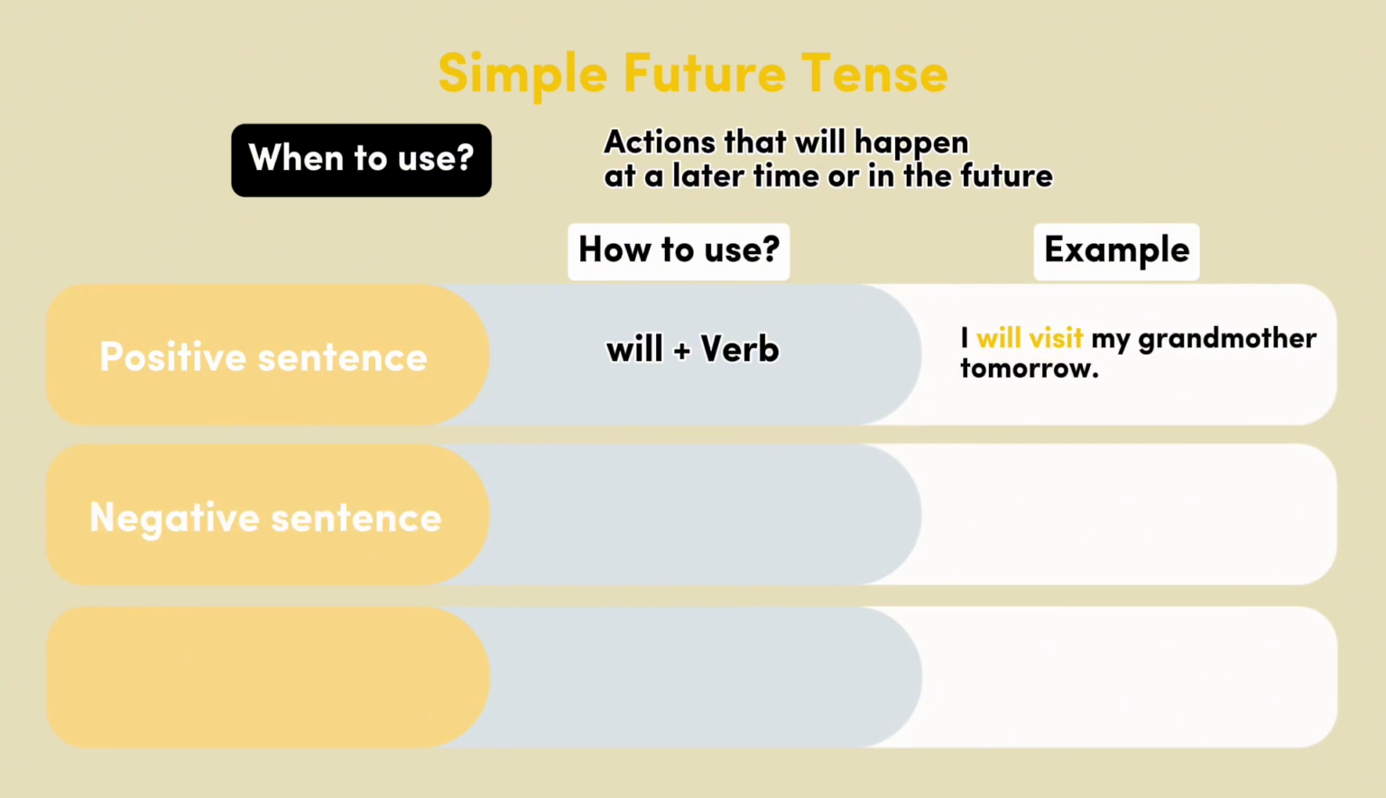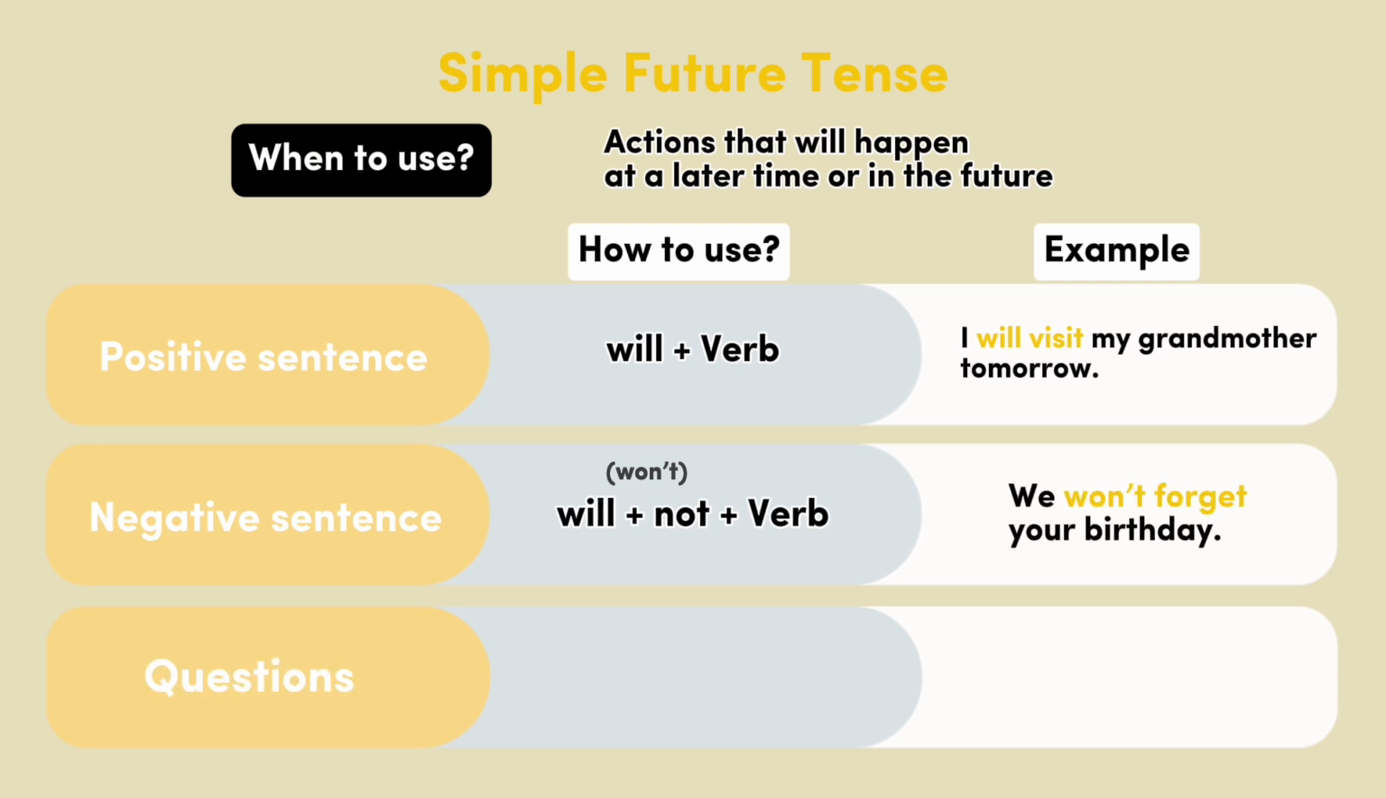Negative sentences: will not, base form of the verb. We won't forget your birthday. Questions: will plus subject plus base form of the verb. Will you join us for dinner?